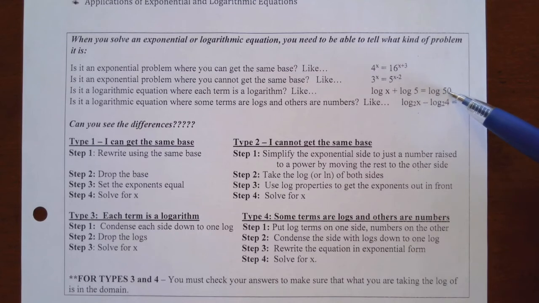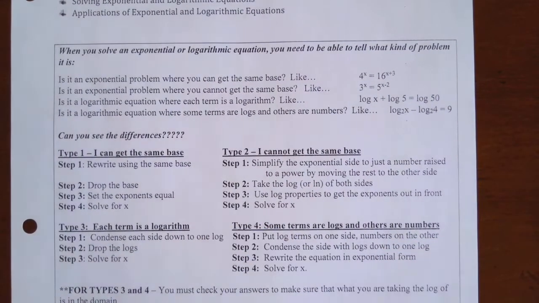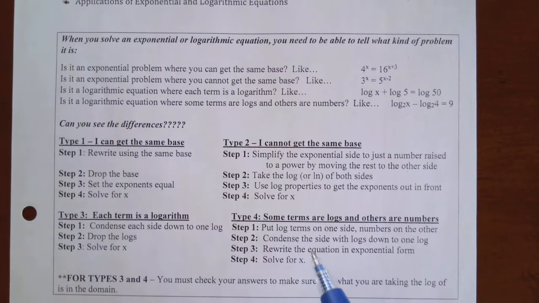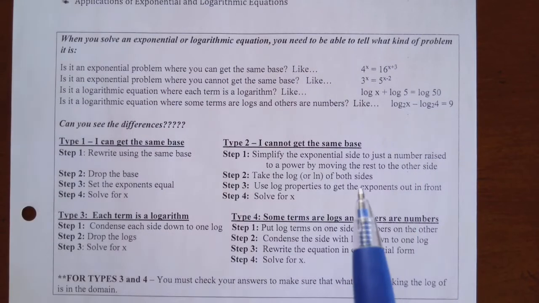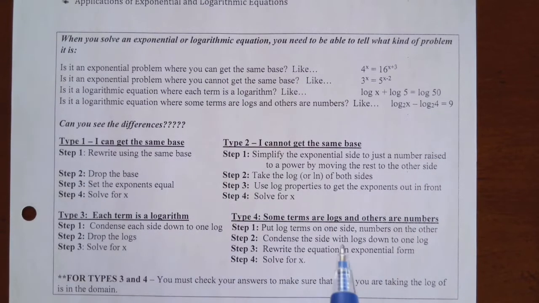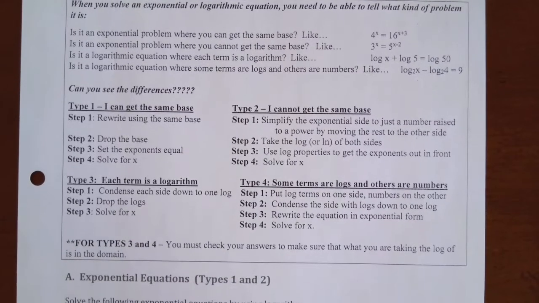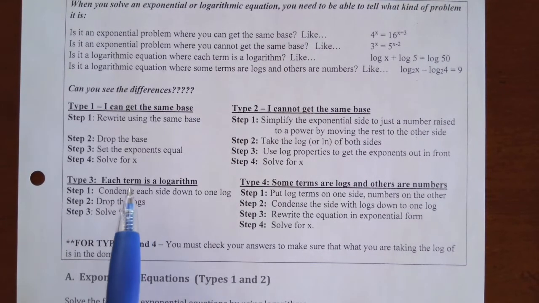So this is my type 3, when all the terms are logs. And then my type 4 would be when some terms are logs and some are numbers. Again, if you need to go back and look at the steps after we do this today, that's what it is. And then always, for any logarithmic equation you do, you must check your answers and make sure that your answer is in the domain. We'll talk about that when we get to those.